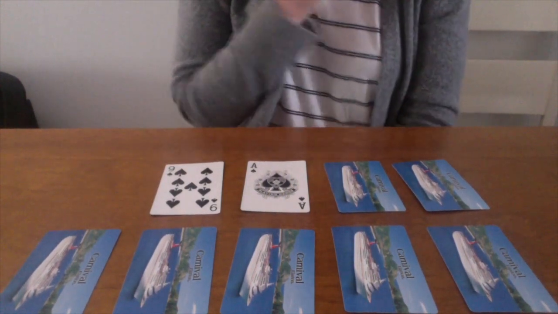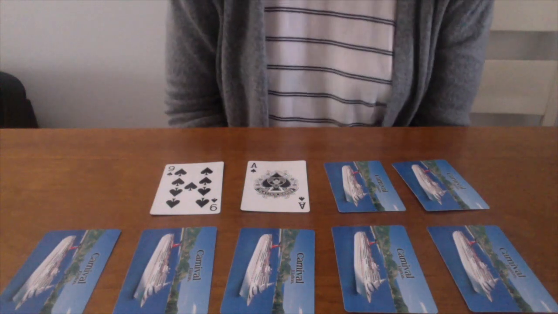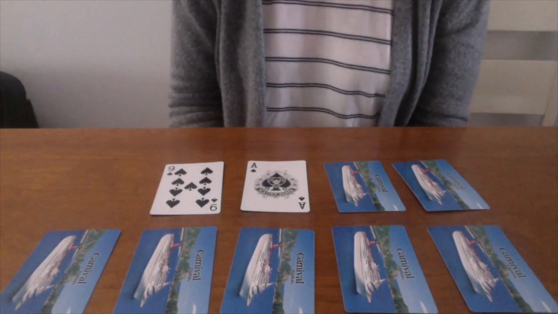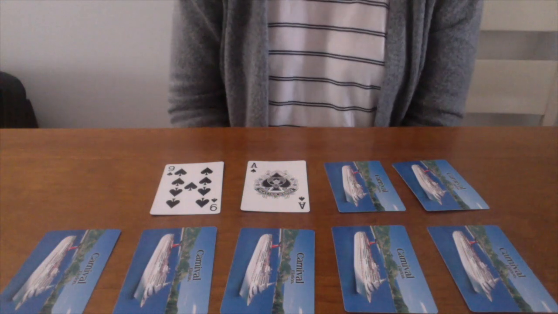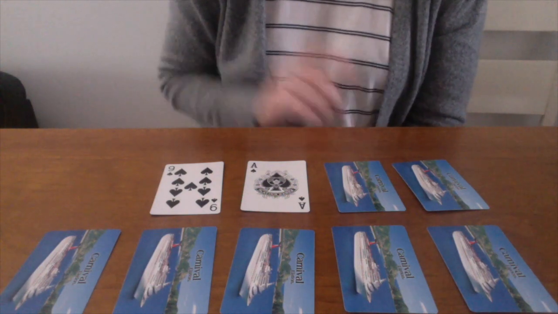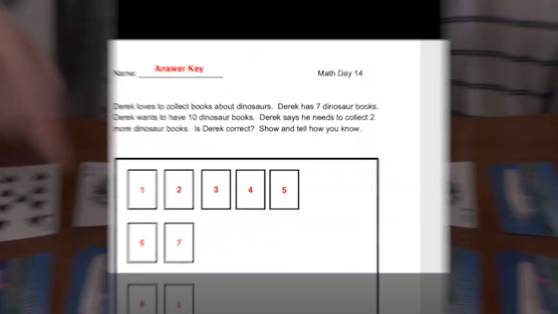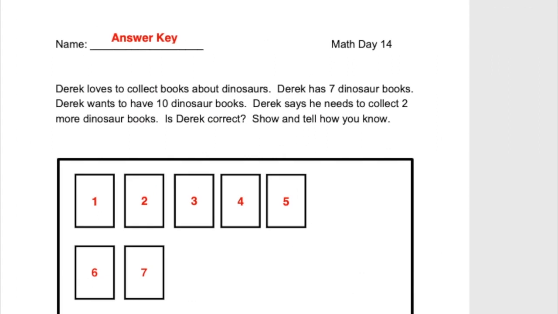But that's not what the question said. The question said, does he have enough? Is he correct if he adds 2 more? And the answer to our question is no. Now I want to think about how I am going to show that on my work.